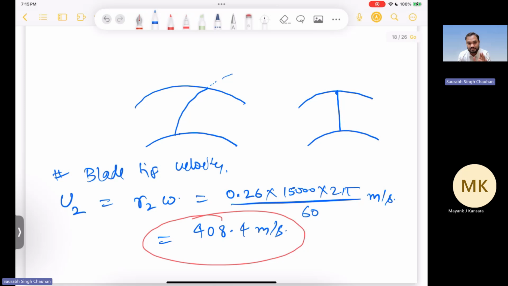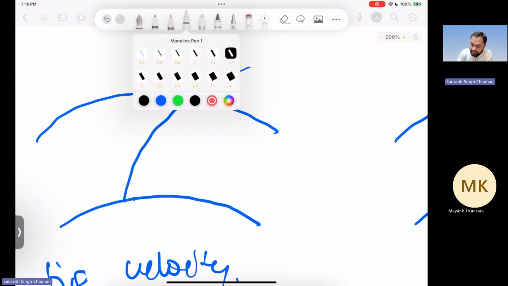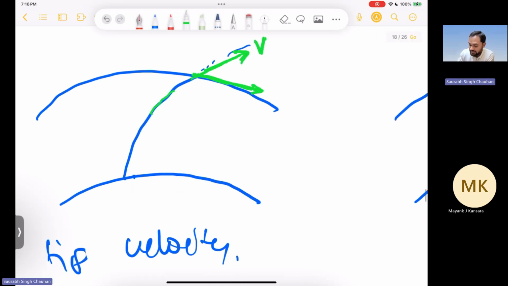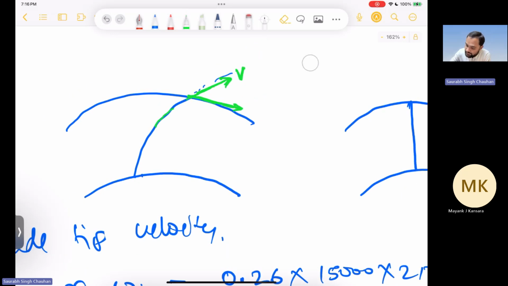And if the velocity triangles are not correct, then we will be led to incorrect values. So a few things to keep in mind: the relative velocity is along your blade. Here, if this is the blade, then the relative velocity V will be along this blade, and the blade tip velocity, which we call tangential velocity, will be along this hub. Since this whole thing is rotating, it is like a circle.